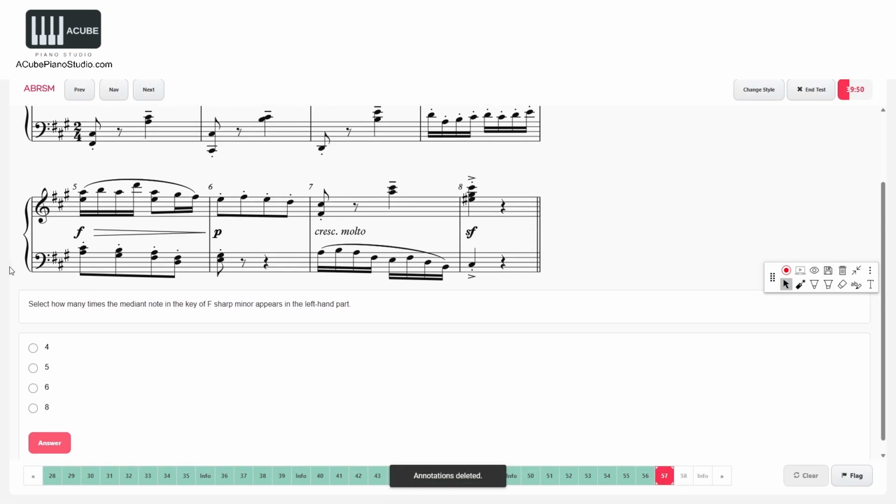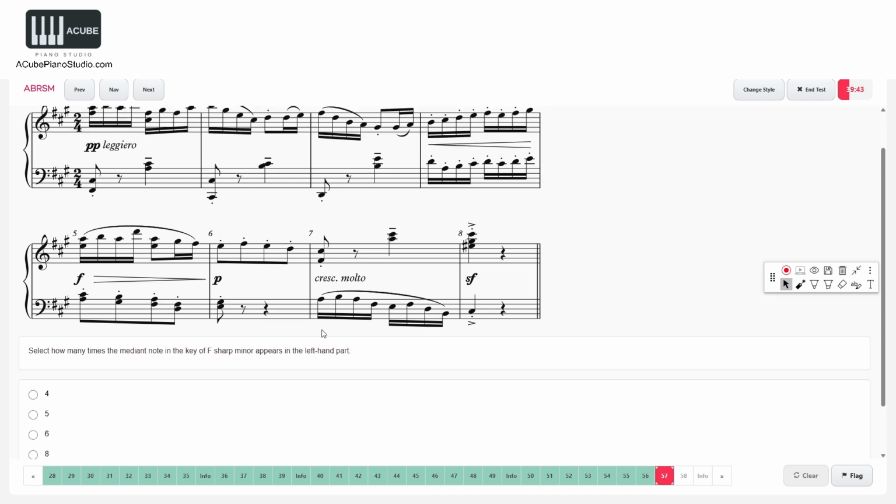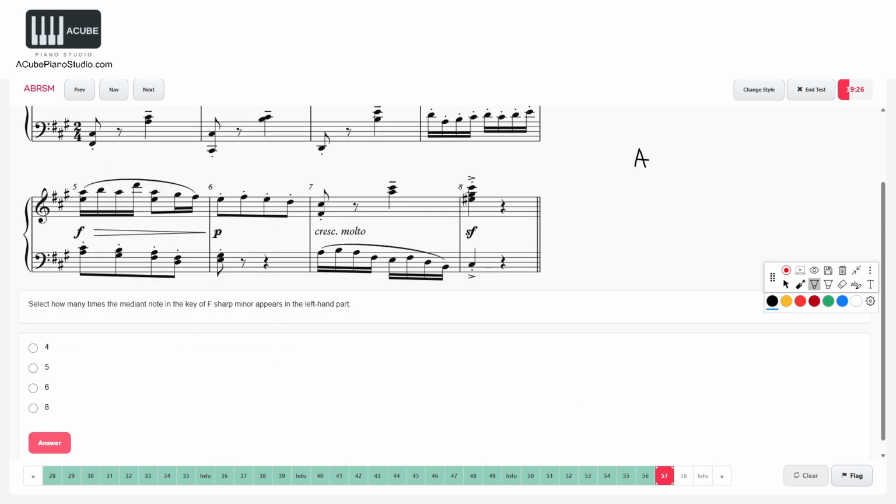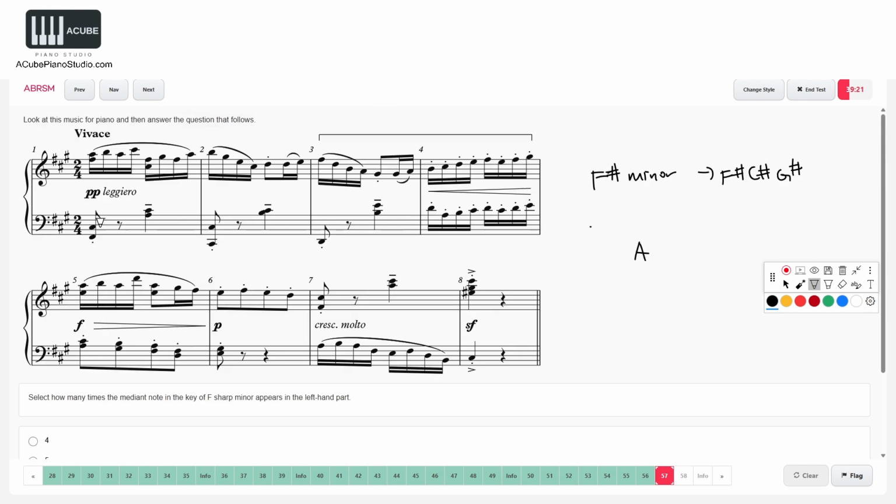Okay, select how many times the median note of F sharp minor appears in the left hand. So left hand, median note of F sharp minor. Median means third, right? So F sharp, G sharp, A. F sharp minor only has F sharp, C sharp, and G sharp, so the third is just A. So we need to count for the left hand how many times A appears. Okay, so let's look at this. F and C. Oh, I found an A. So once. This is my A.